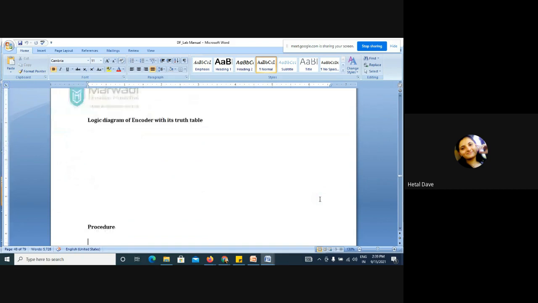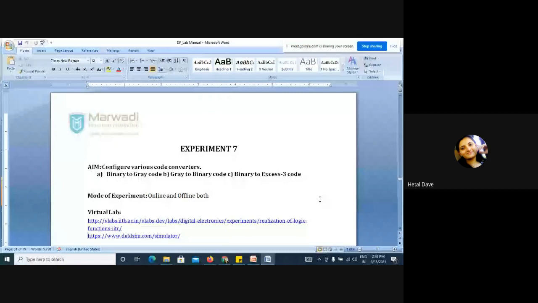Next, for the same encoder and decoder procedure, you need to type the simulation result. Online students will perform their practical on the virtual kit. Offline students can perform their practical using the kit. Then conclusion, pre-lab and post-lab exercise. Is there any doubt in lab manual preparation? So start your work, take out your pen and book. First of all, decoder truth table and circuit, then encoder truth table and circuit, 2 cross 4, 4 cross 2.